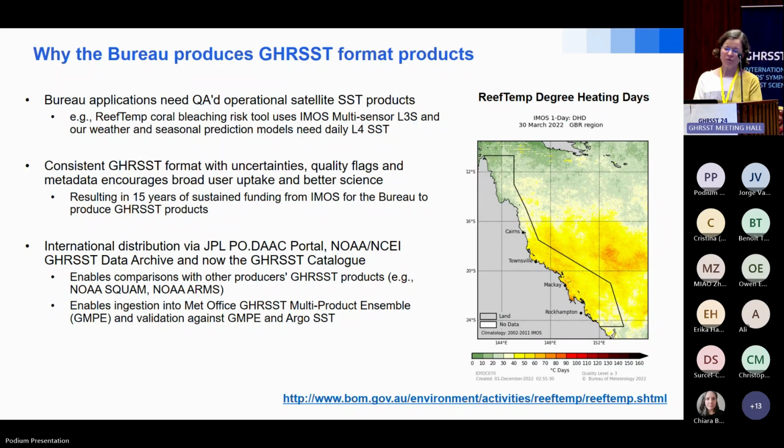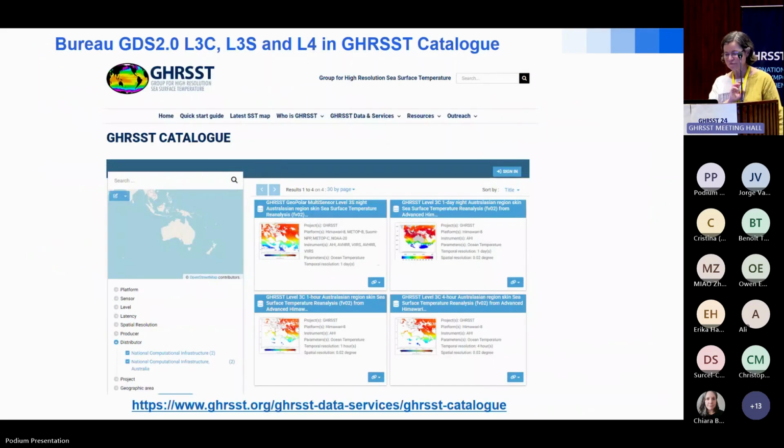And also it enables international distribution via JPL PODAC portal, NCI's GHRSST Data Archive, which was started by Ken Casey, and now the GHRSST Data Catalogue, and I'll talk about those advantages in the next slide. So here, yes, they are in the GHRSST catalogue. I did check prior to the meeting. There they are, so they do exist. That is just 4 of our products, but there are more in the catalogue.